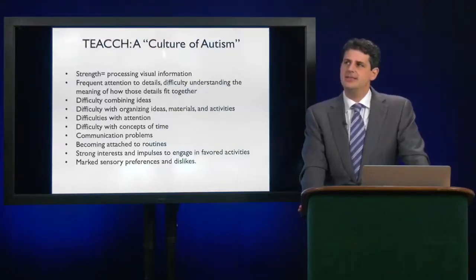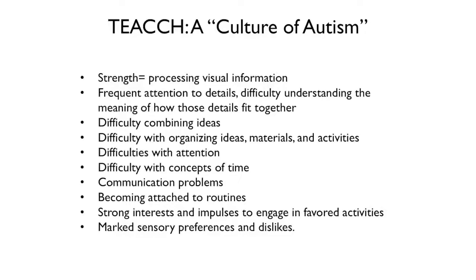TEACCH, I think, plays to the strengths of an individual with autism, because they recognize the strengths, they recognize the relative weaknesses, and they say, let's play to our strengths. So some of those strengths include processing visual information, also include systematizing, but also may be countered by difficulties with organizing ideas or integrating concepts, as well as sustaining attention, or also maintaining concepts of time and time management. There are also obvious communication problems in individuals with autism. Children with autism are attached to routines, but that can be a strength if the environment is structured as such to be predictable and structured.